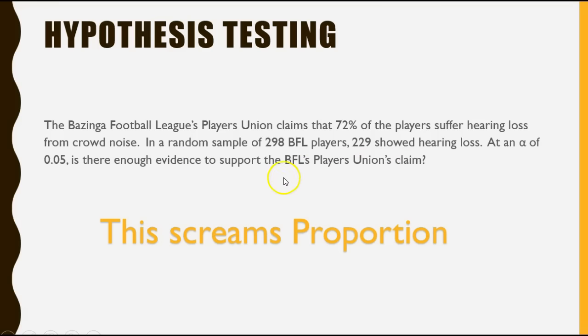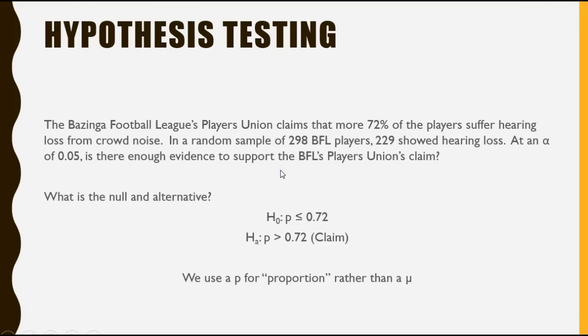This screams proportion. They claim that 72%. Now, what do you think we're going to do? First, we're going to get the null and the alternative. More than 72%, so greater than 72%. So, the claim is the alternative. P is greater than 0.72. What is the complement of that? It would be the null here, less than or equal to 0.72.